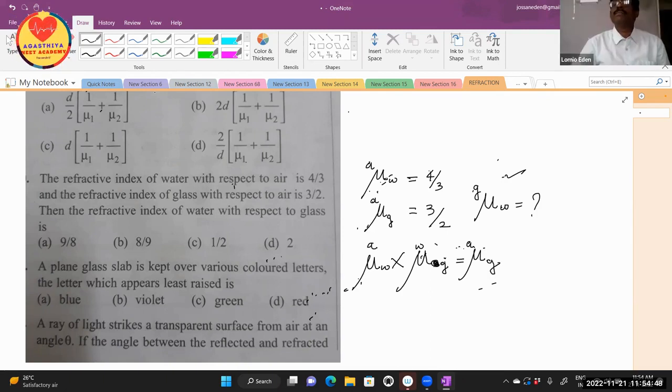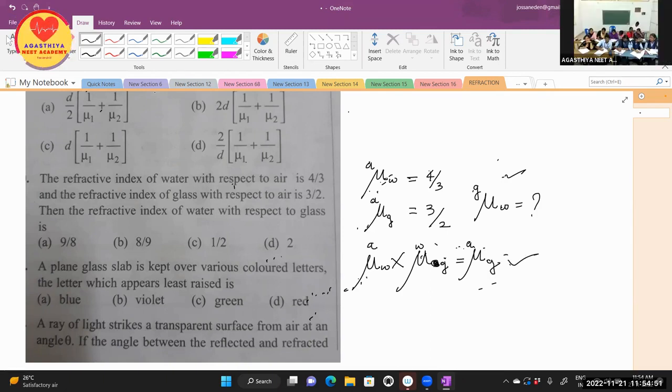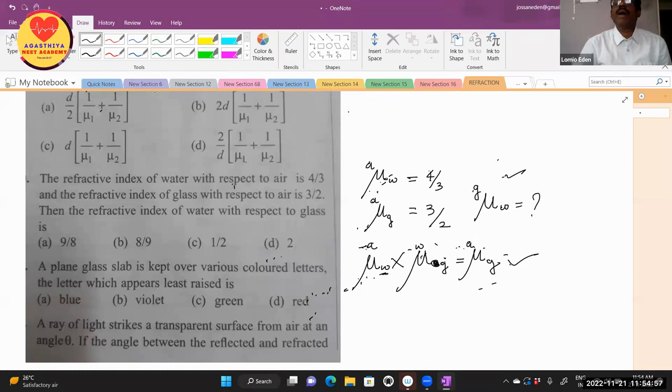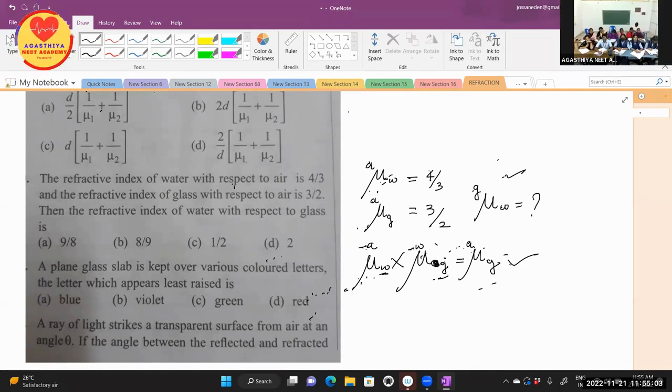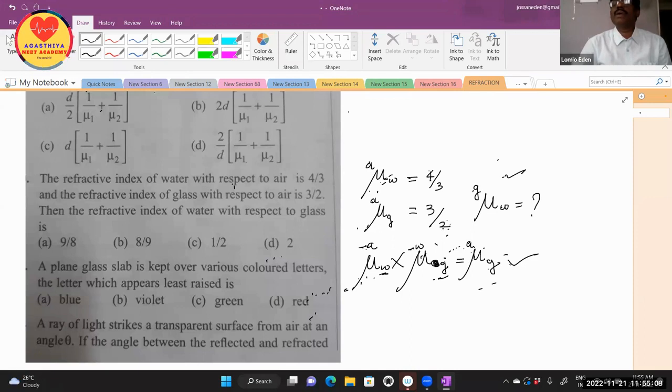See this formula. See, from air to water, it is traveling. From water to glass, then the final answer will be glass with respect to air. Understand?